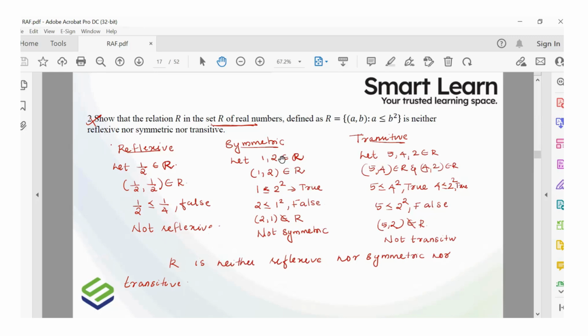Then I will take (1, 2) as an element of R. That means 1 is less than or equal to 2 squared. That is correct. But is 2 less than or equal to 1 squared? That is not correct, right? That means (2, 1) is not an element of R. So it is not symmetric. Then is it transitive? So I will take an example. Let (5, 4) and (4, 2) be elements of R. So for (5, 4), 5 is less than or equal to 4 squared. For (4, 2), 4 is less than or equal to 2 squared. But is 5 less than or equal to 2 squared, children? No. So it is not transitive.